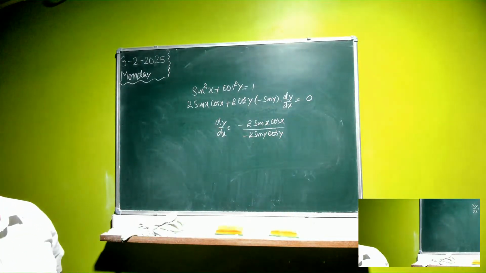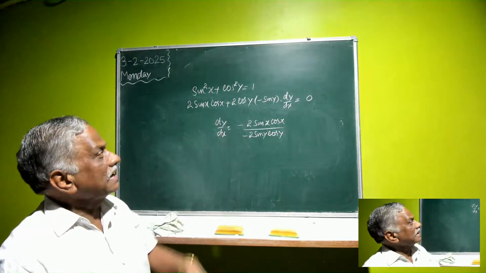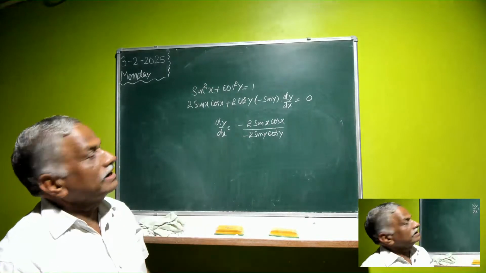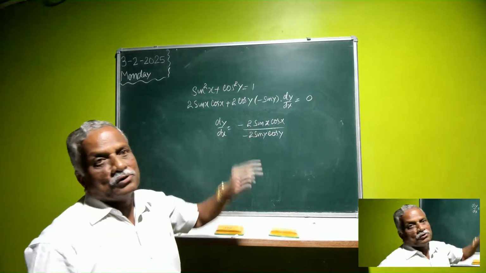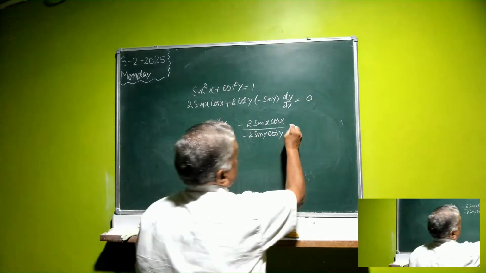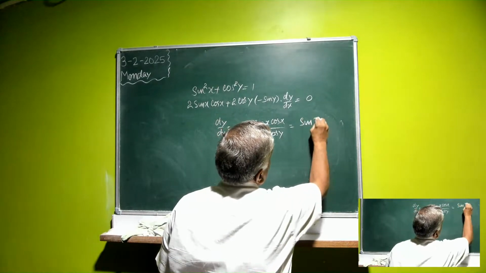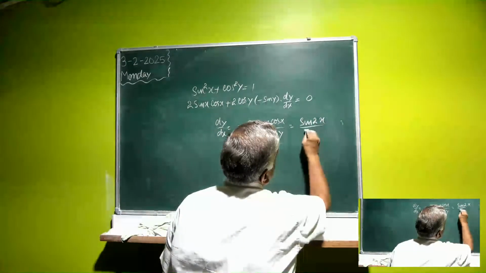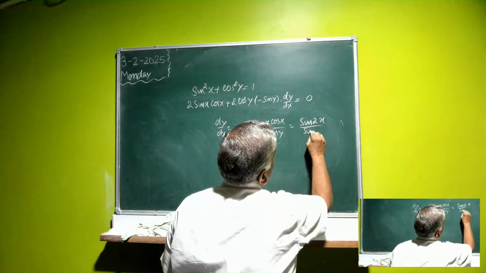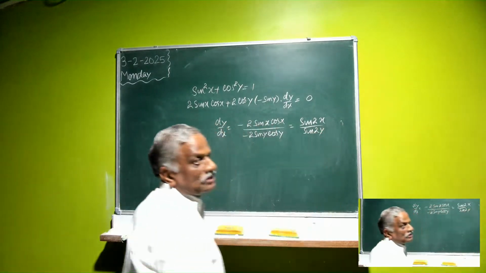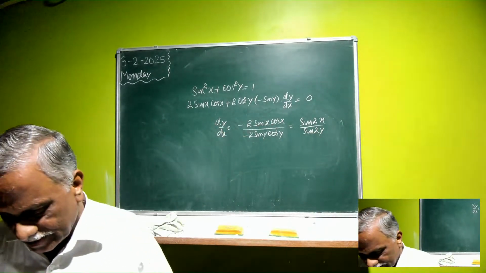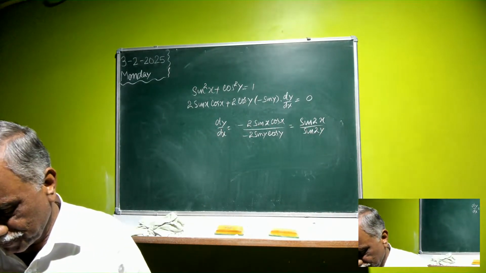You can leave it like this, or minus and minus will cancel, you get a plus sign only. And you know that 2 sin x cos x is sin 2x, and 2 sin y cos y is sin 2y. So you can simply find dy by dx. Otherwise, you can leave it like that. Let's go to the next problem.